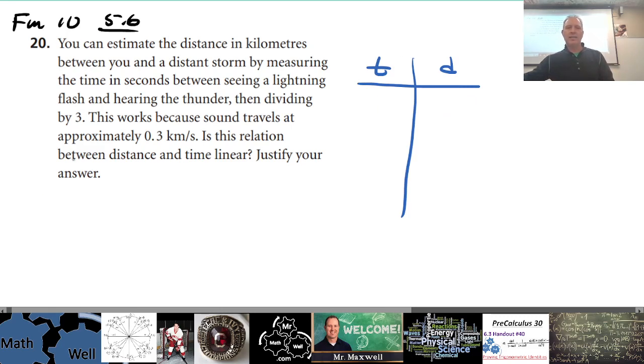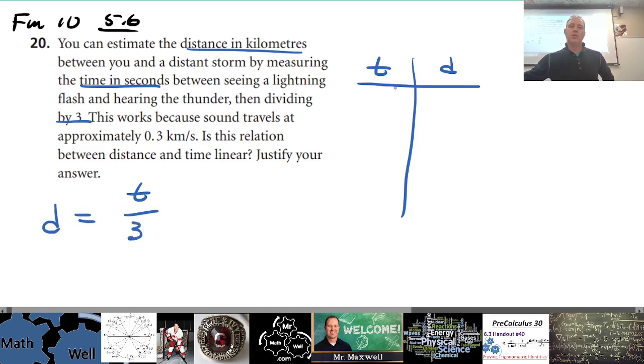So, okay, what I'm going to do is test some times, okay? And how I do that is I put the time in seconds, and I divide it by 3, and that should get me the distance in kilometers. So here's your equation. The distance in kilometers is time divided by 3 seconds.